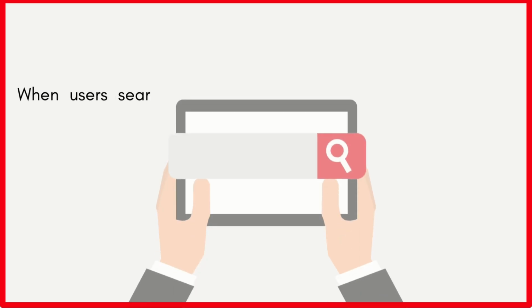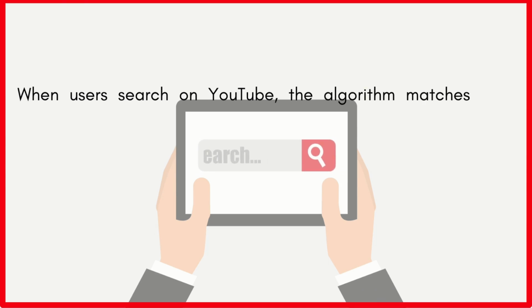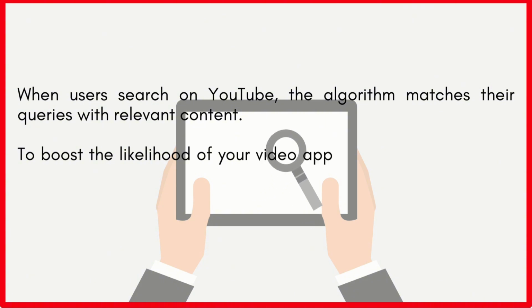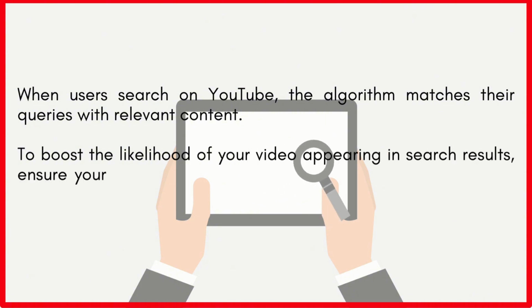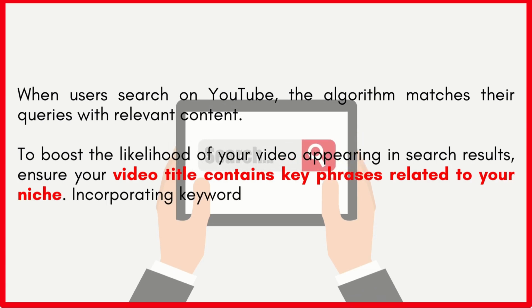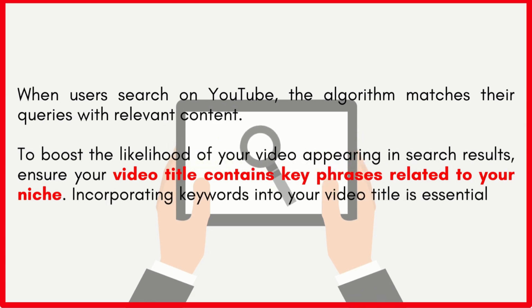When users search on YouTube, the algorithm matches their queries with relevant content. To boost the likelihood of your video appearing in search results, ensure your video title contains key phrases related to your niche. Incorporating keywords into your video title is essential for SEO.